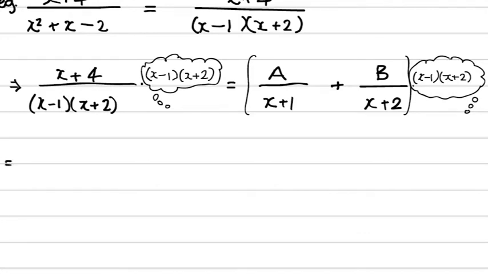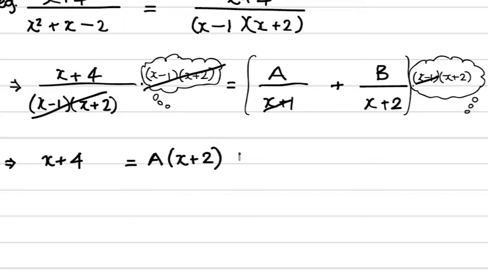Multiplying out, we can see that on the left-hand side of our equation, the denominator just cancels out. On the right-hand side, only part of each denominator cancels out. So we're left with x plus 4 equals a outside of x plus 2 plus b outside of x take 1. Now here's the tricky step in partial fractions.